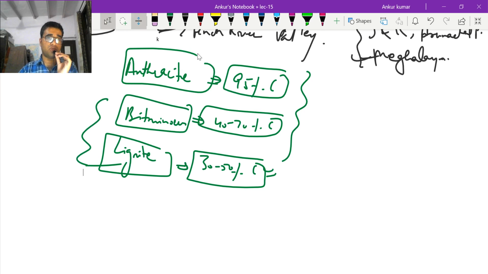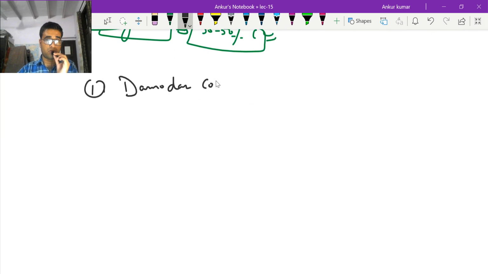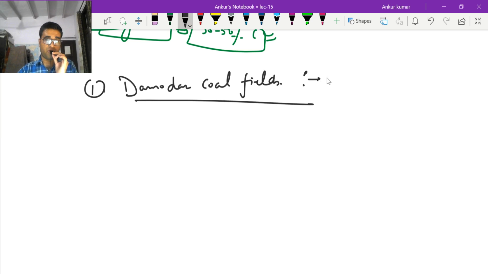Okay, so let us start with the reserves, the areas. First of all, we will cover the rift valleys. In rift valleys, first valley that we will cover is the Damodar Rift Valley. So Damodar coal fields. Damodar coal fields are found in both Jharkhand and West Bengal.